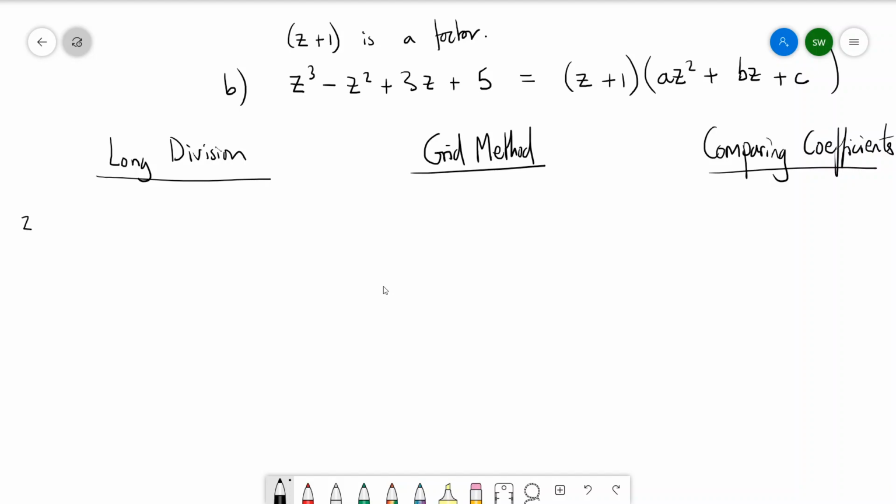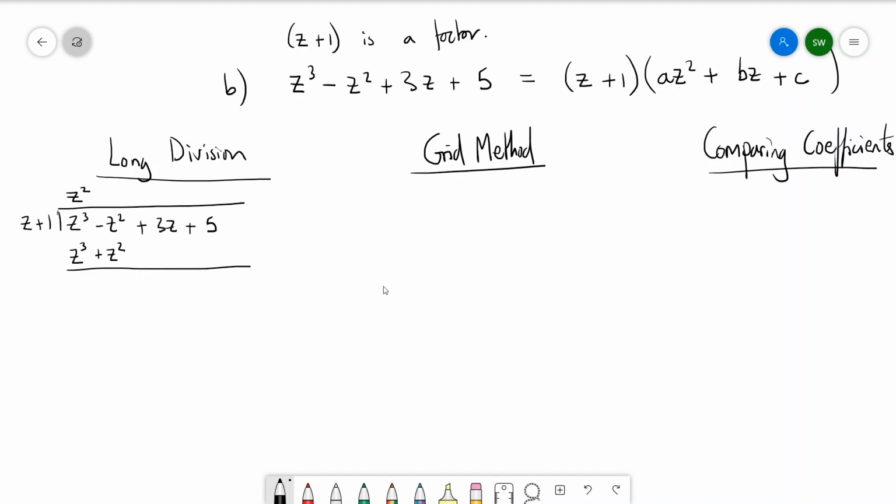So with long division, you would do z plus 1 on the outside, and we're going to do this cubic divided by z plus 1 in order to end up with the quotient, which is this quadratic. So we're going to put z cubed minus z squared plus 3z plus 5. What do you have to times z by to get z cubed? z squared. Then we times everything on the outside by z squared: z squared times z is z cubed, z squared times 1 is plus z squared. Then we do the top line take away the bottom line.